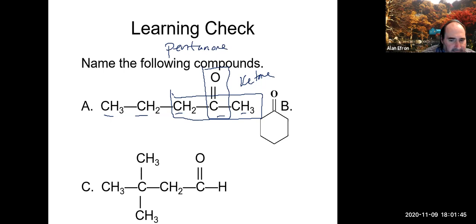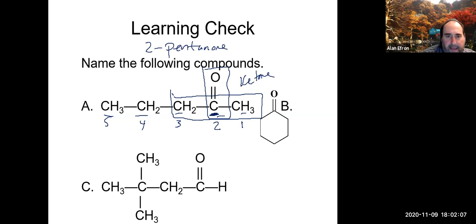Again, we want to give this guy the smallest number, and that's going to be achieved by going right to left in terms of our numbering. So this would be 2-pentanone. Again, there are no other groups there, but if there were, everybody else would be on the appropriate carbon based on how we number that guy.